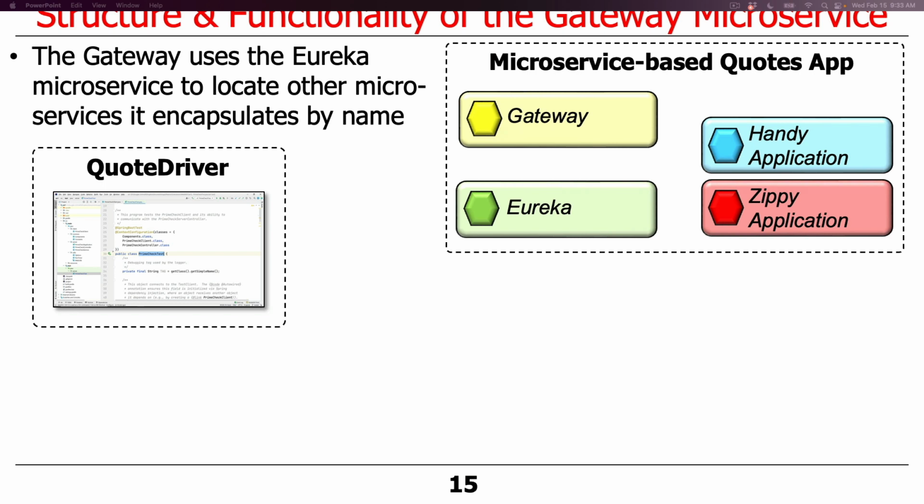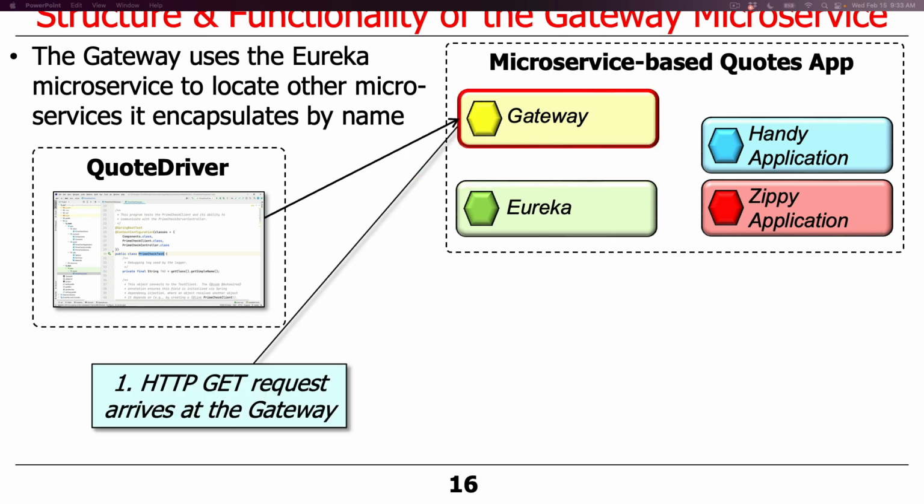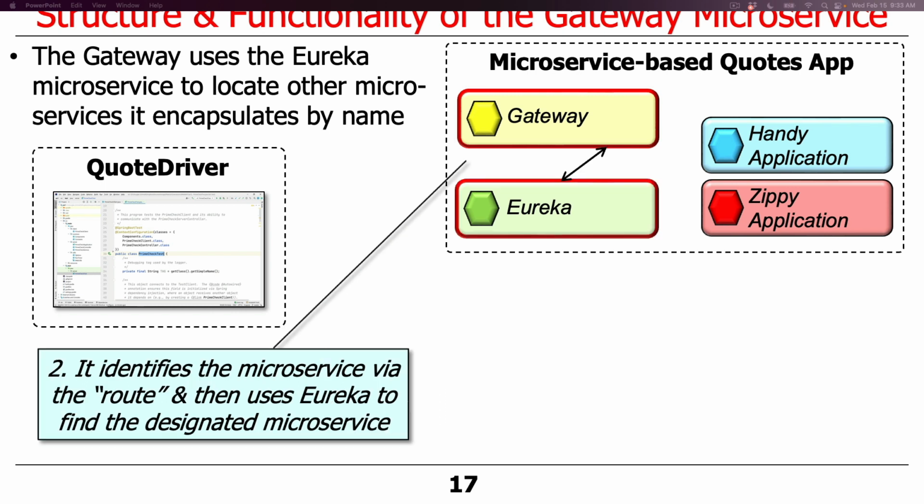OK, so let's take a look and see how all this works. So the gateway uses the Eureka microservice to locate the other microservices. It encapsulates by name. So a client sends a GET request, which arrives at the gateway, assuming everything's been pre-configured. The gateway then goes out and parses out the routes. It figures out what it's got. It says, aha, I've got something for the handy microservice, or I've got something for the zippy microservice. And then it says, hey, Eureka, do you know anything about the zippy microservice? Do you know anything about the handy microservice?